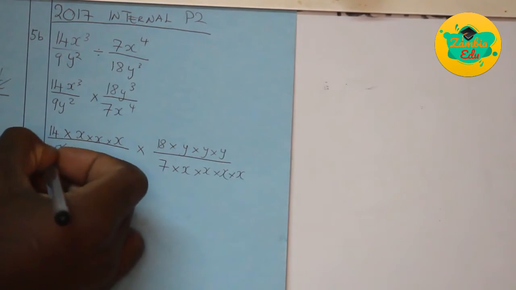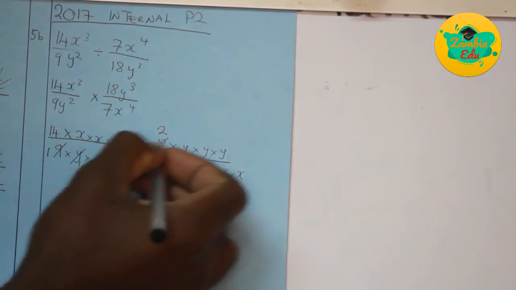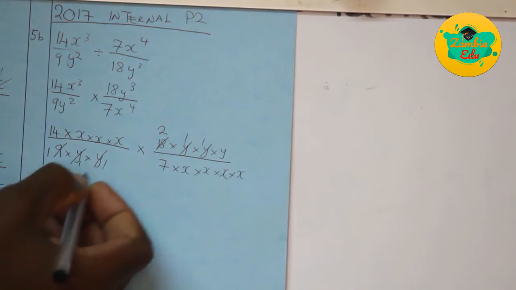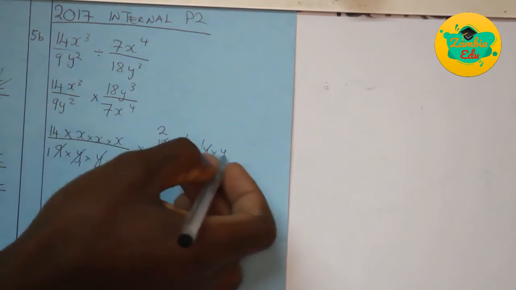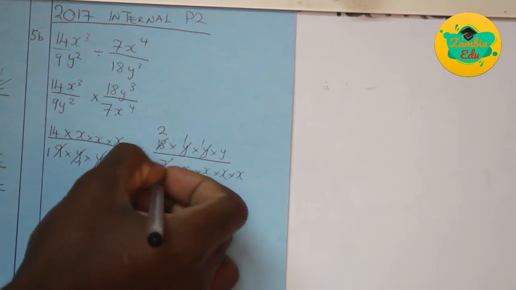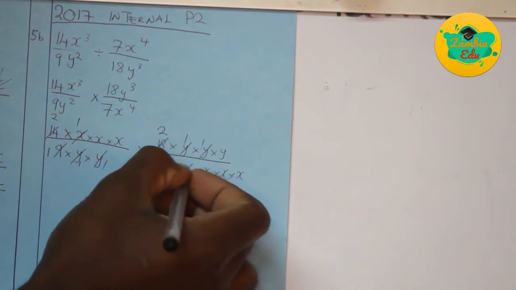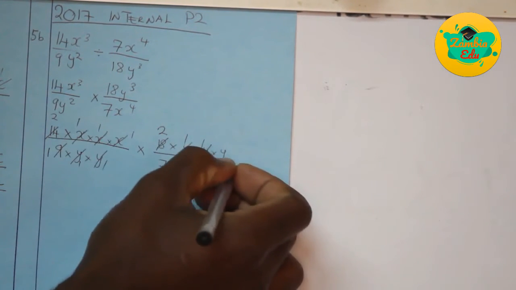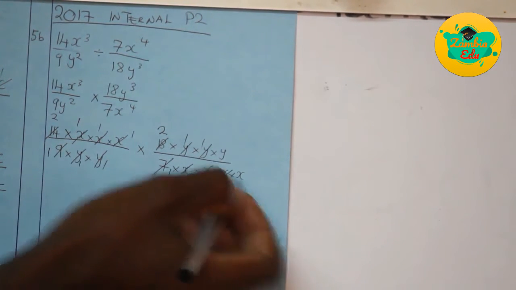So 9 there, 1, 9 there, 2, y there, 1, y there, 1, y there, 1, y there, 1. There's nothing more to cancel, so this has remained 2y. So we check the other diagonal also. So we can start with the bottom, 7 there, 1, 7 there, 2. x there, 1, x there, 1, x there, 1, x there, 1, x there, 1, x there, 1. Okay, we've cancelled everything, so we have x remaining there.